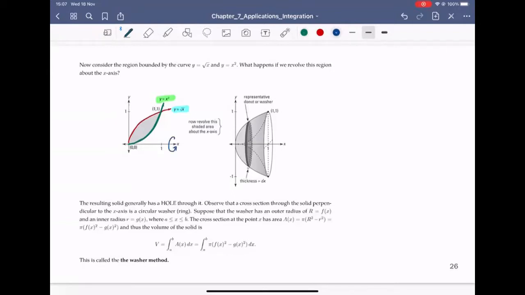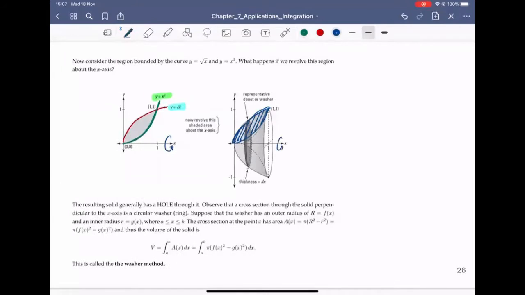So what happened is I'm going to get the solid like that, right? I have this region that I highlight in blue, and then I rotate about the x-axis, so I get the solid. However, you can see that the inside here is actually a hole, because once you rotate it, you're going to miss something inside there, because this is a hole.